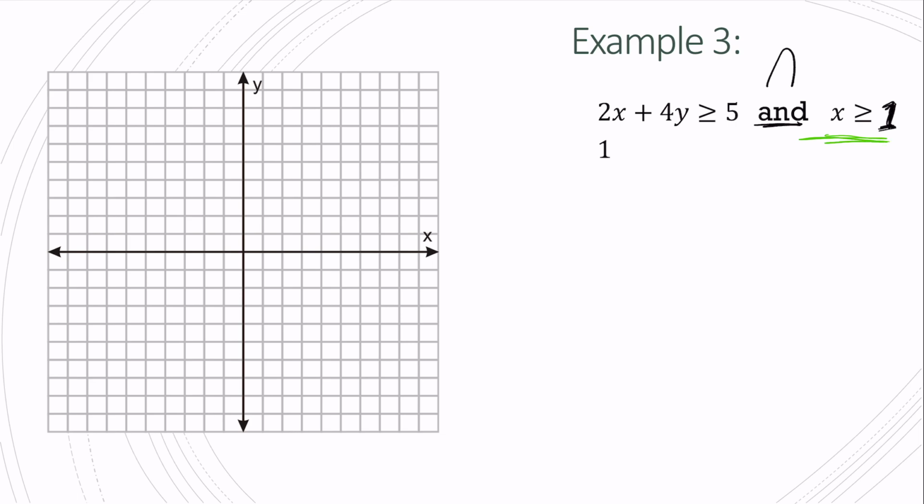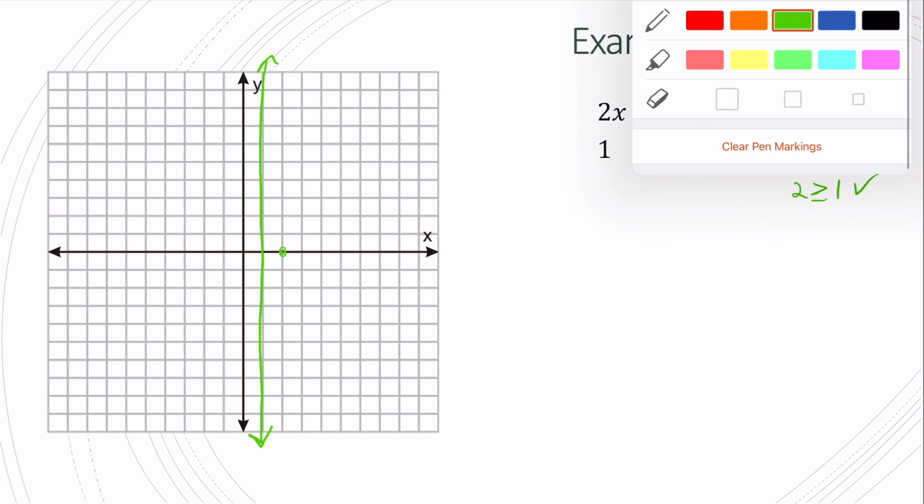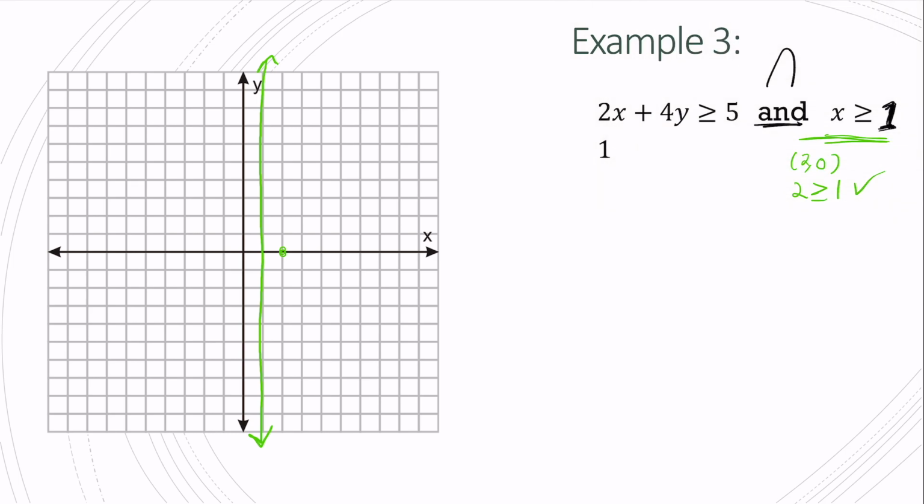I'm going to graph x is greater than or equal to 1 first. Well, if I've got x equals 1, that's going to be a vertical line. It's greater than or equal to, so it's solid. And I could pick a test point, maybe right here, when x is 2 and y is 0. Is 2 greater than or equal to 1? Yes, that's true. So my solution is going to be over here. It's going to be this half.